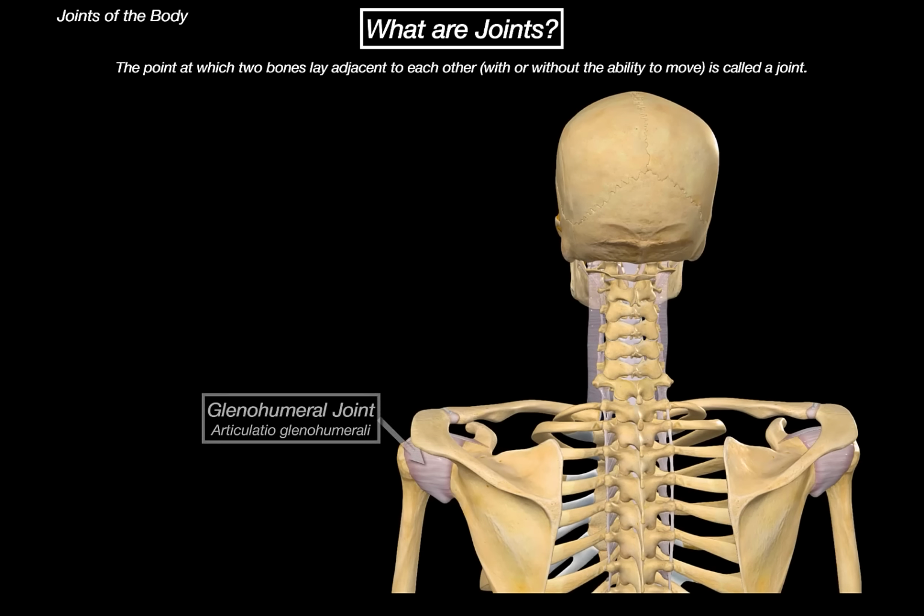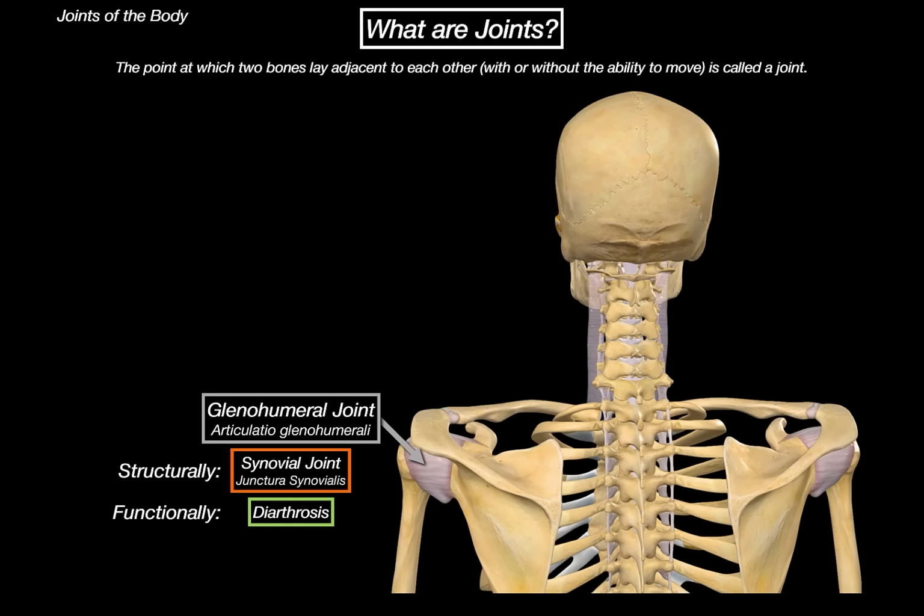For example, the shoulder joint is called the glenohumeral joint. Structurally, we call this a synovial joint. Functionally, it's a diarthrosis, since it's a freely movable joint. And we subclassify it as a ball and socket joint, which provides free rotational movement.